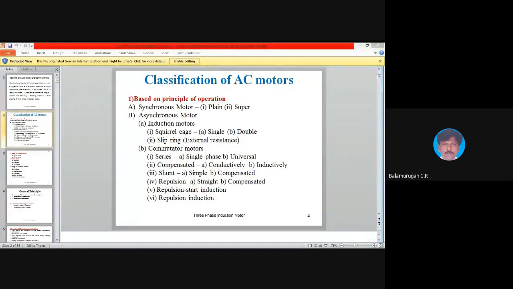Starting arrangement is simple. Before discussing self-starting, which type of motor will not self-start? We already studied the shunt motor, series motor, compound motor, and synchronous motor. So which motor will not self-start? We need an additional arrangement.